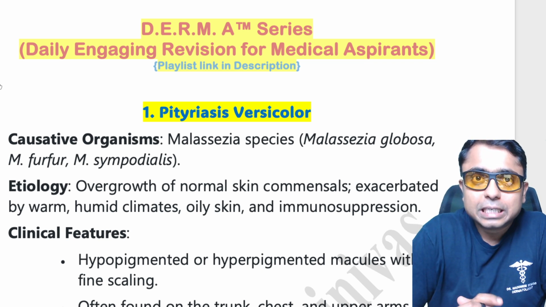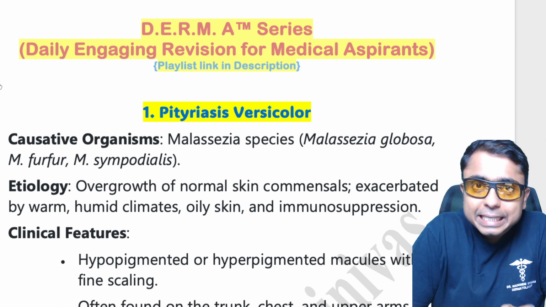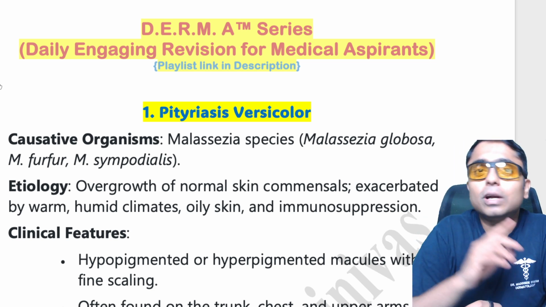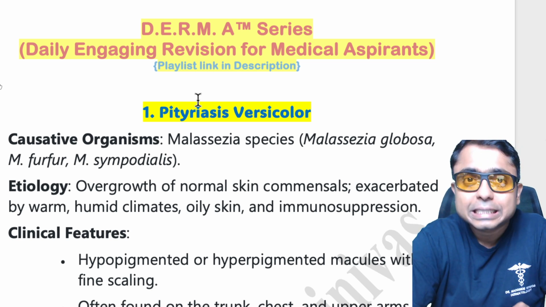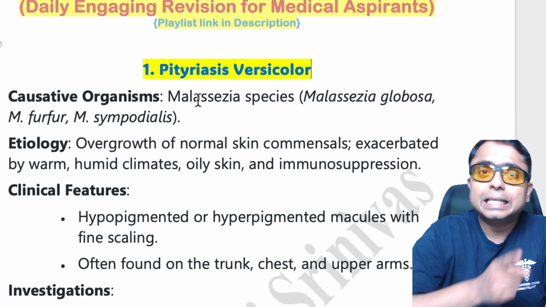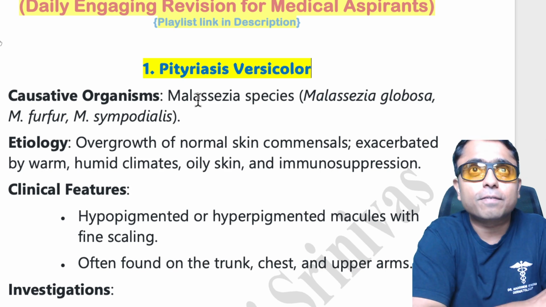So let us begin our discussion with the P. versicolor. It is Pityriasis versicolor. It was previously called Tinea versicolor. So what is the most common causative organism? You remember it is Malassezia species related disease, Malassezia globosa and furfur.